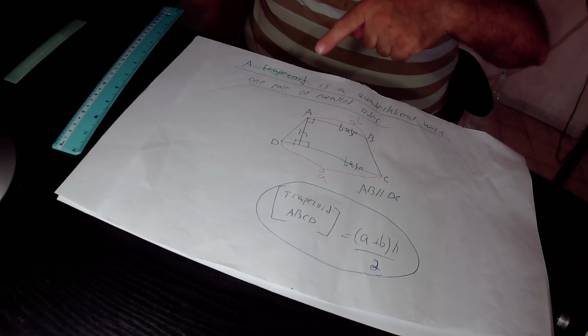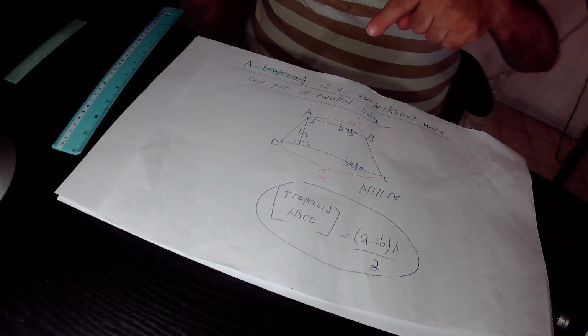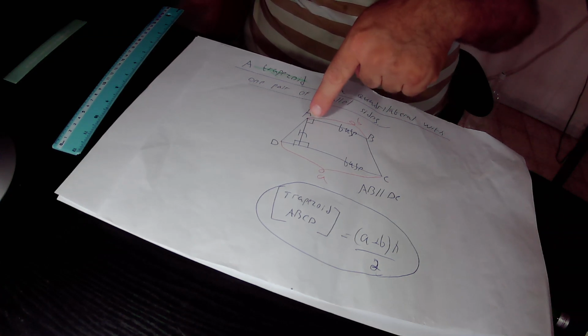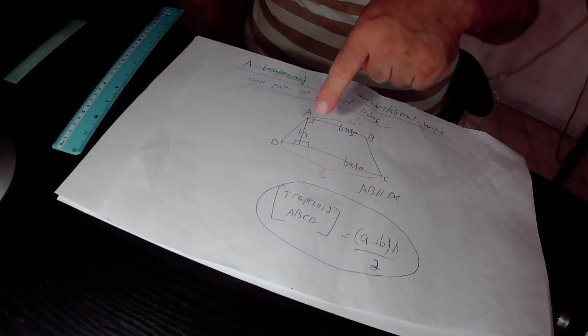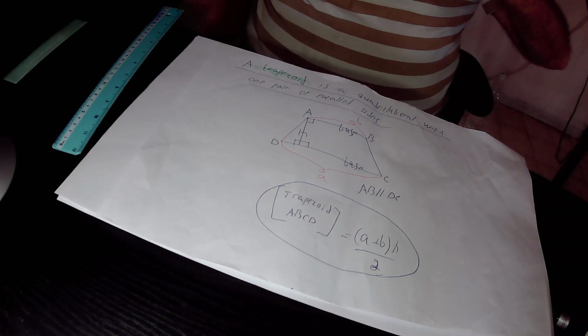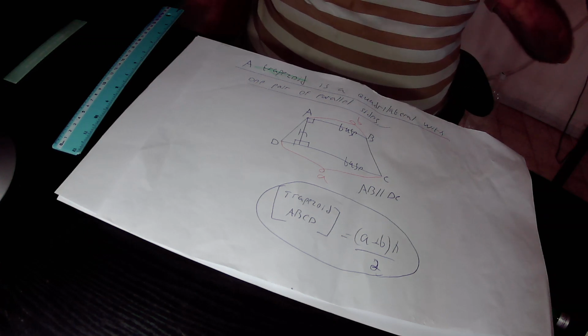The height edge must create 90 degrees with the two parallel bases. You can see here that the height edge indeed creates 90 degrees with the base AB, and the height edge also creates 90 degrees with the base DC. So the area of trapezoid ABCD is equal to the sum of its two parallel bases, that is A plus B, times the height edge over 2.